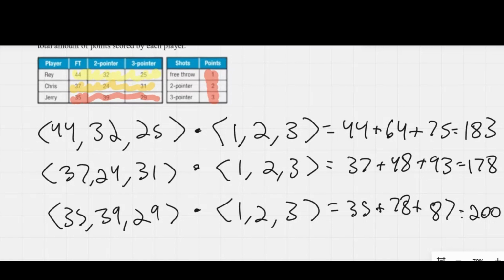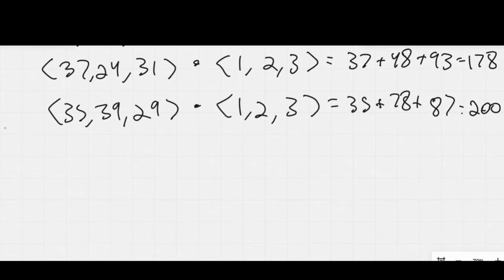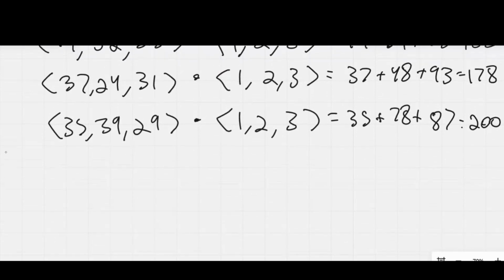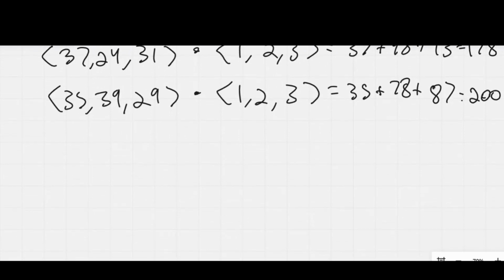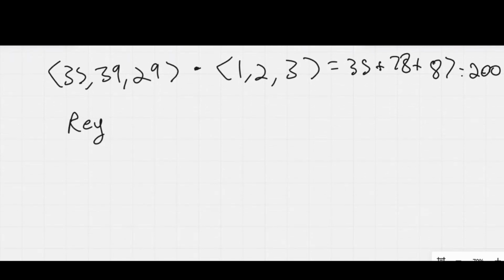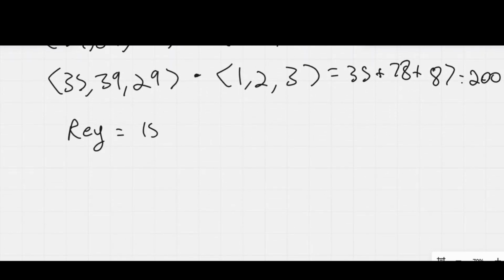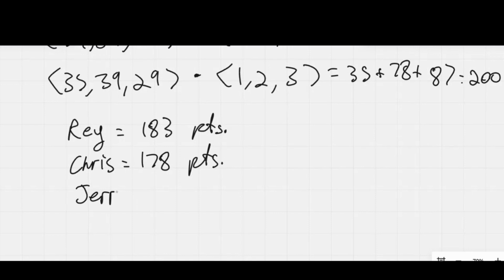All right, and so thus we have our point totals. The resulting matrix is a 3 by 1, which we talked about earlier. The point values correspond to each of the rows we have here, so we have Ray, Chris, and Jerry. Ray scored 183 points. Chris scored 178 points. And Jerry scored 200 points. So Jerry scored the most points.